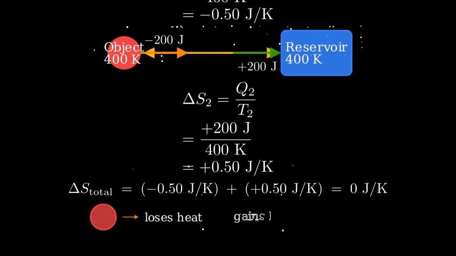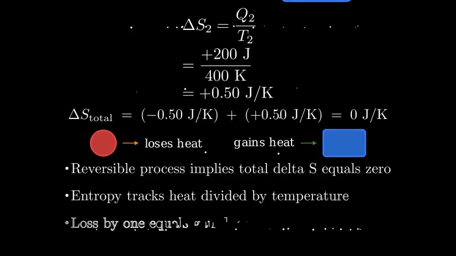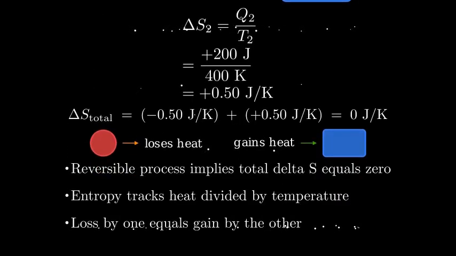In plain words, the heat lost by the object is exactly the heat gained by the reservoir. Because it is reversible, and at the same temperature, their entropy changes cancel out.